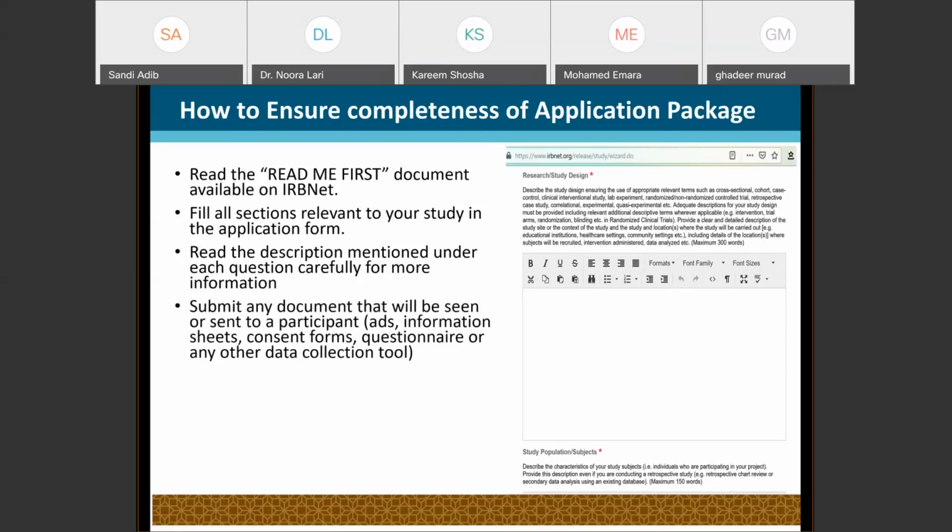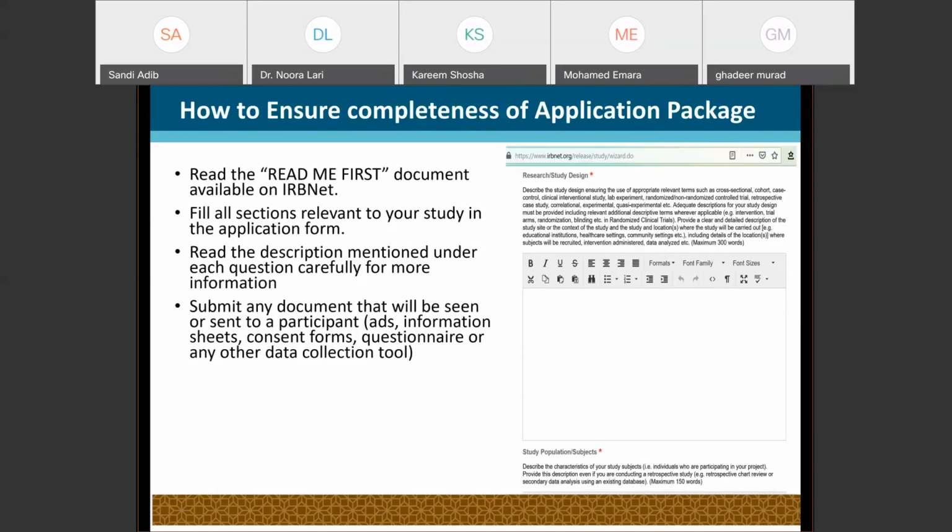Submit any document that will be seen or sent to a participant, even the ads, even the social media ads, the information sheet, consent forms, in case of children the assent form, parent permission, questionnaire, or any other data collection tools, for example, the data collection form for secondary data or the collection of data.